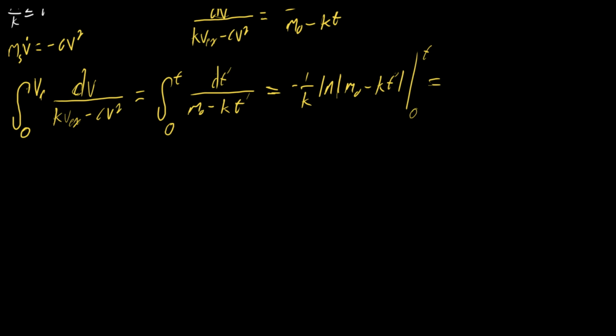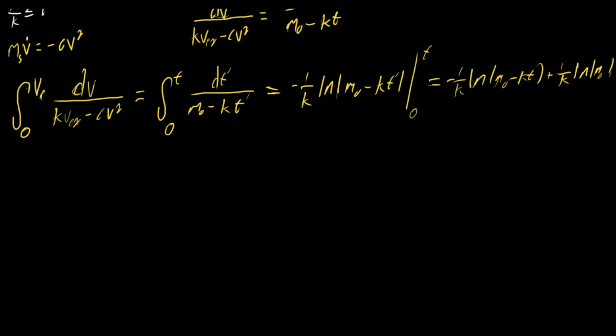We're going to subtract 0. So we're going to do the negative 1 over k ln m naught minus kt. And then we're going to add, because we're subtracting, 1 over k, this plugged in, 0 plugged in. So that's just going to be m naught. So that's going to be the right side.